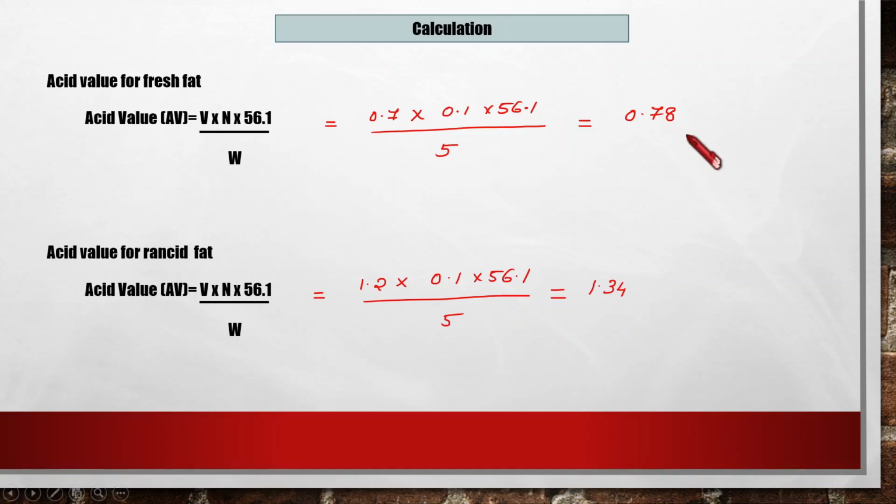Looking at this, we can clearly understand that the rancid fat got the highest value because it contains more free fatty acid. As it contains more free fatty acid, that much KOH is required to neutralize it. That's why it has a high value. So this is the practical. I hope it's clear to you.